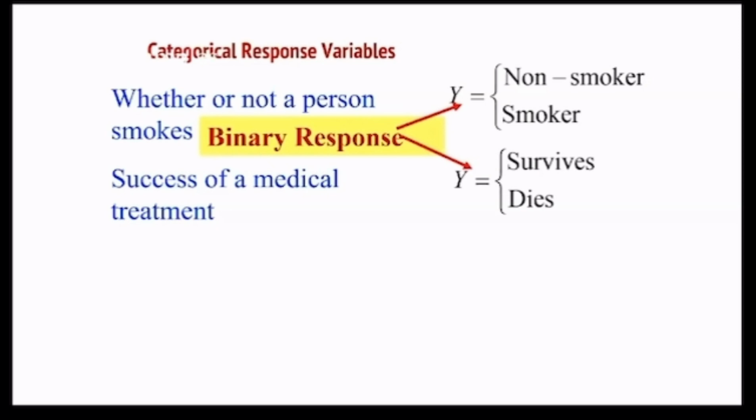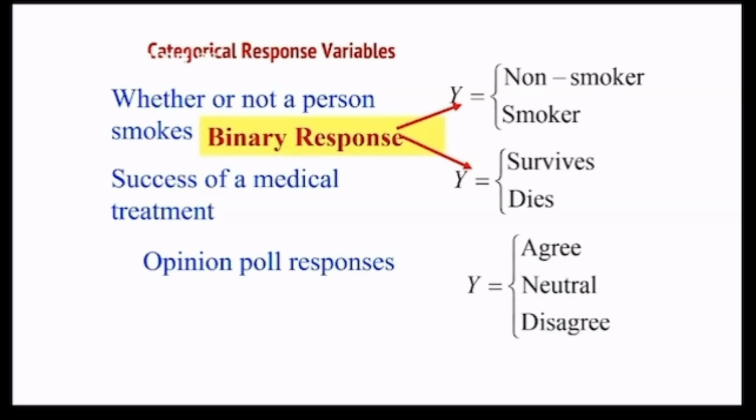Now, in these two situations, the response here is binary. What do I mean by binary? Binary means that we have two possible outcomes. Does that make sense? There are two possible outcomes. So that is why we call that binary.